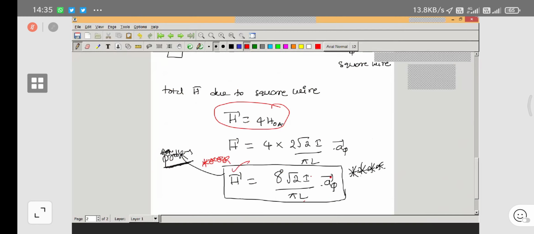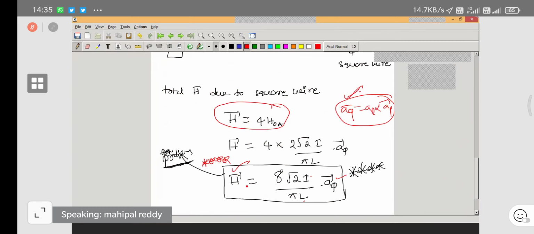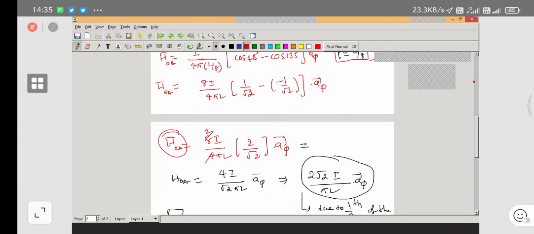We know that in the above we discussed this, but this a phi I can also write as a phi, that is equal to a L cross the distance, which is not given in these problems. But I will explain it later, the unit vector a phi. Just keep it in mind, H is equal to I root 2 by pi L. Tomorrow I will stop sharing and the session will end. Only one topic remains, the square current carrying wire.